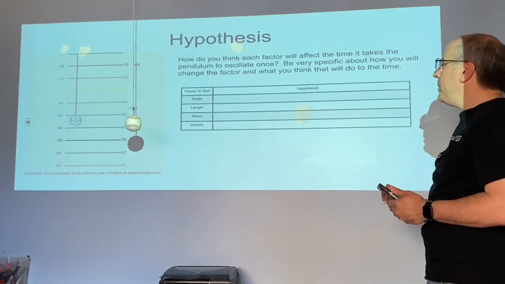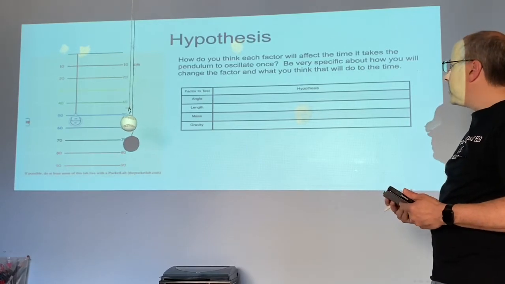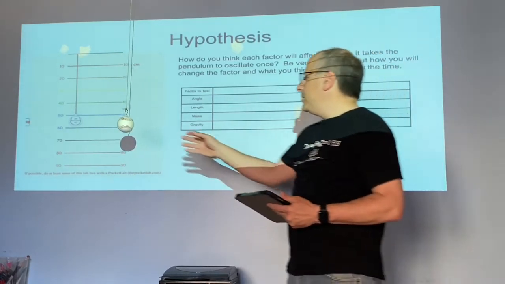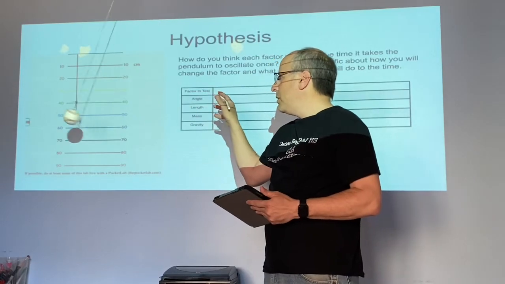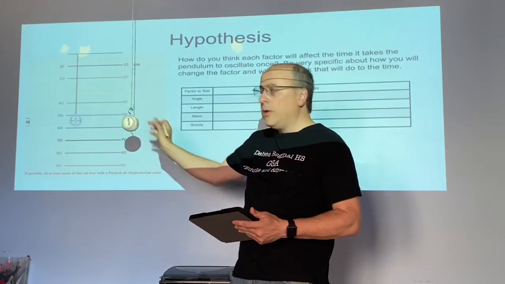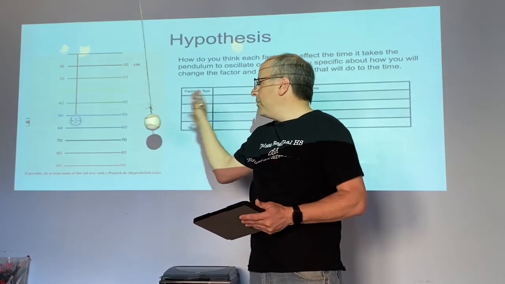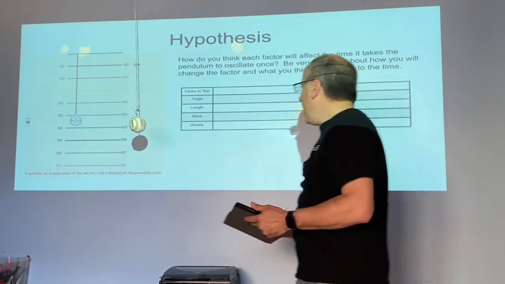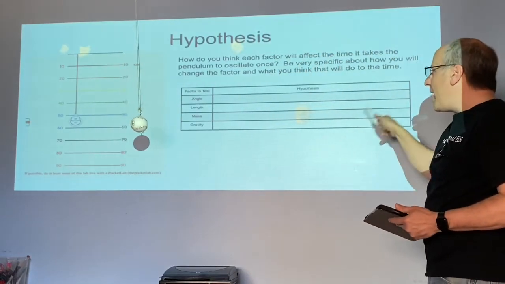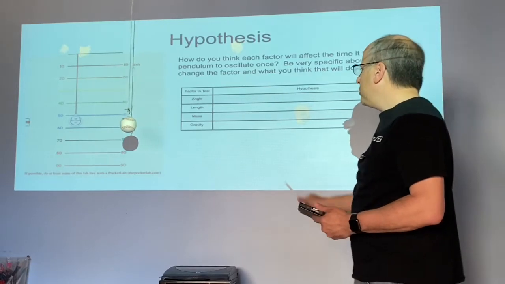Okay, so I'd like you to make a hypothesis before you start this lab. How do you think each of the factors will affect the time it takes the pendulum to swing once? What are we going to change? We're going to change the mass of the ball. We're going to change the length of the string. We're going to change the angle that we pull it back to, and we're going to change the gravity on the planet where the pendulum is swinging. So think about each one.